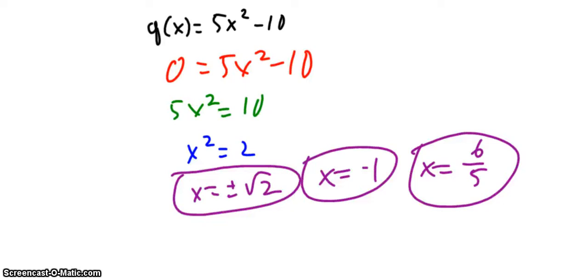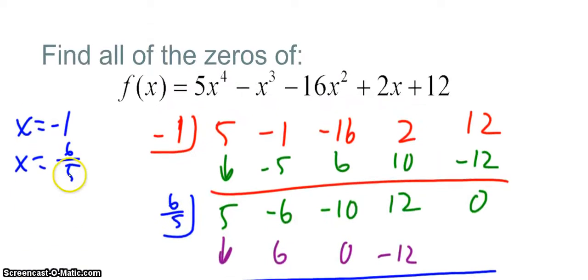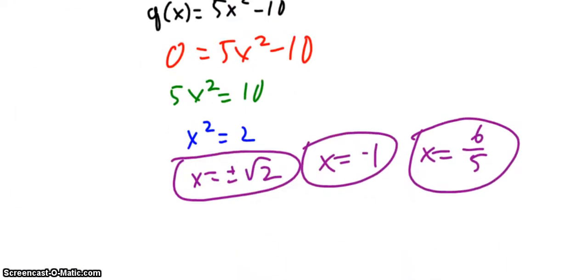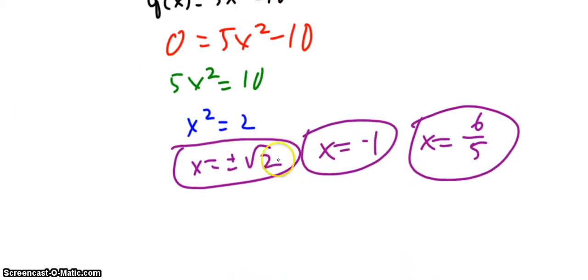Okay, so part 2, we find all of our zeros. When I take the quotient and set it equal to 0 to find my zeros, I can add 10, divide by 5, I get x squared equals 2, so x equals plus or minus root 2. And I also remember that x equals negative 1 and x equals 6/5. Those I got from my calculator, but answering the question, which is very important, these are all of my zeros. So I have 4 zeros. They all happen to be real, only 2 of them happen to be rational.